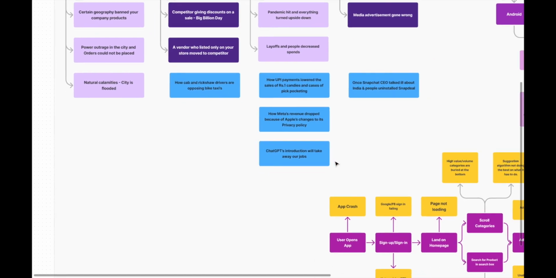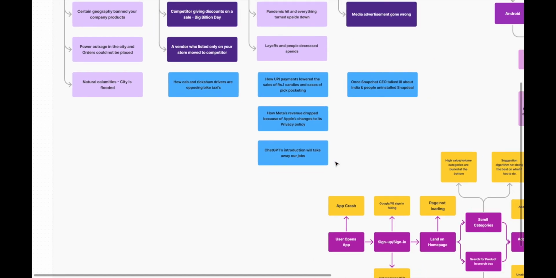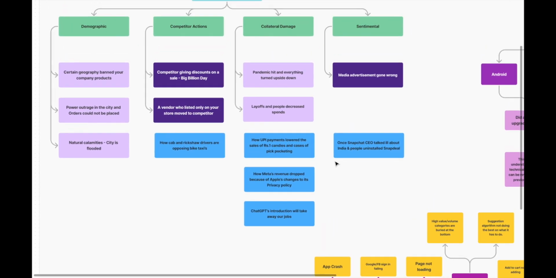And as you see now, ChatGPT's introduction will take away our jobs. Not that you're not good at a job, but there's someone else better than you to take away a job. These are collateral damages where you're not at fault, but whatever somebody else does is affecting you.